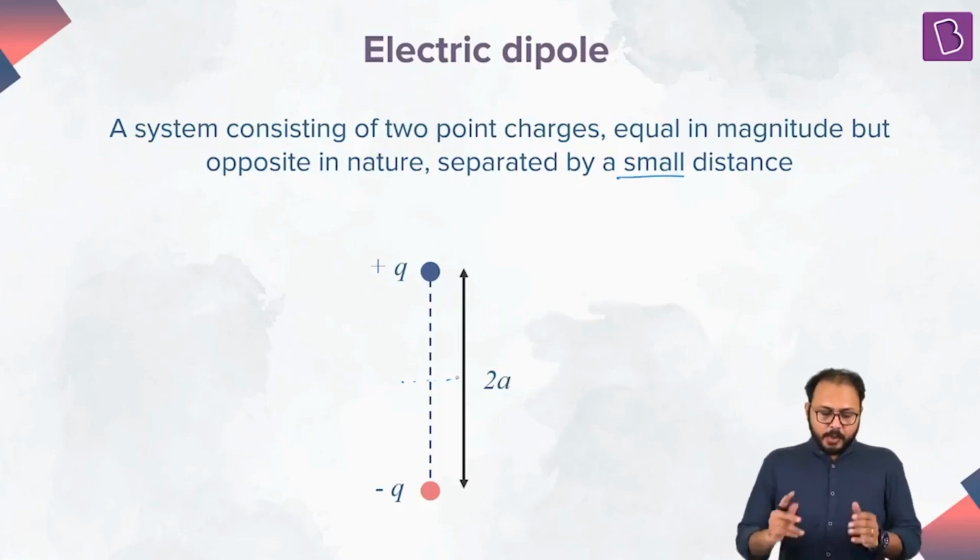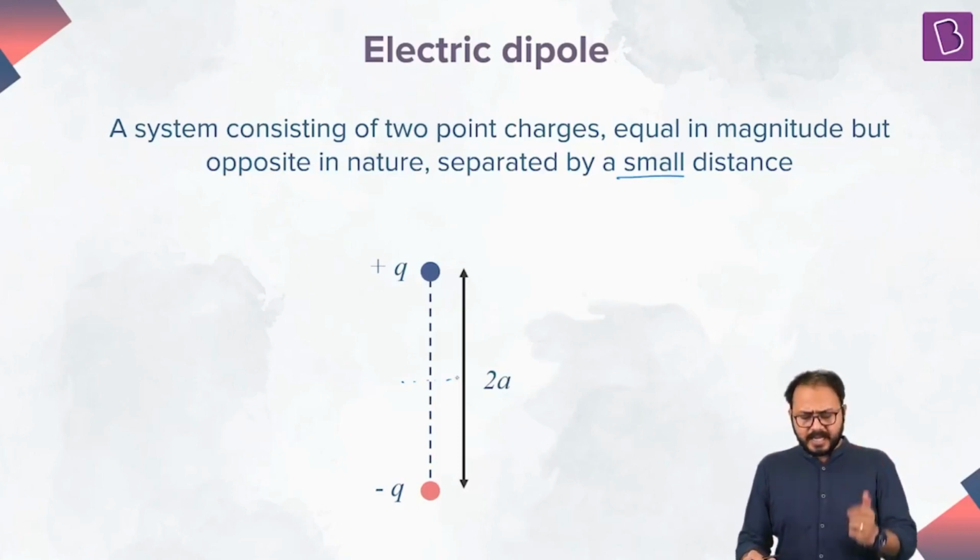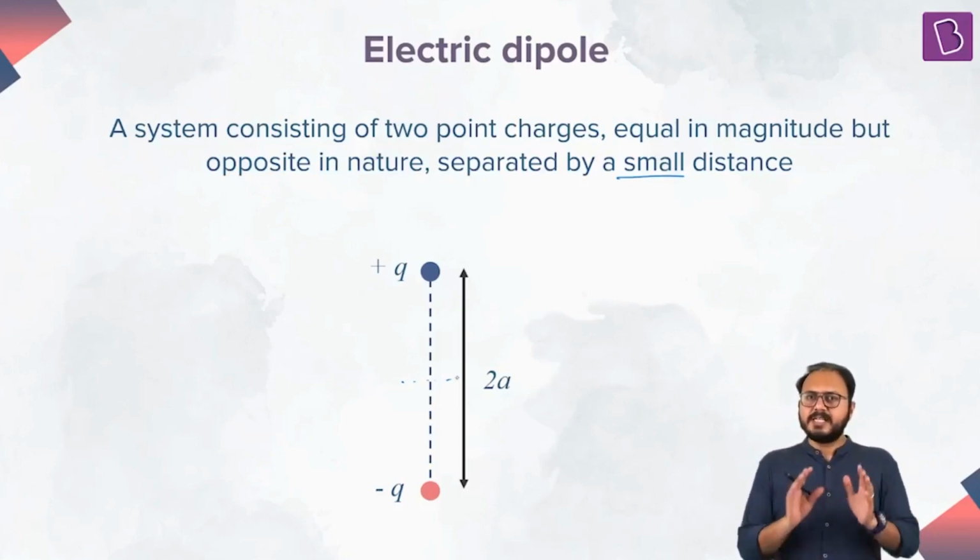Perfect. So you have a minus q, you have a plus q. The color coding of positive is blue. The color coding of negative is a little peachy pink color. Can you see? This arrangement is electric dipole.